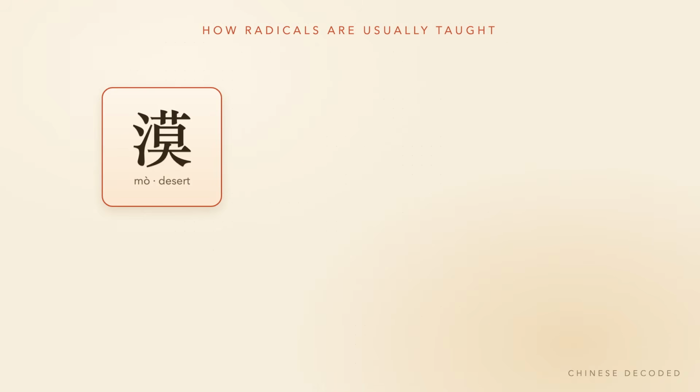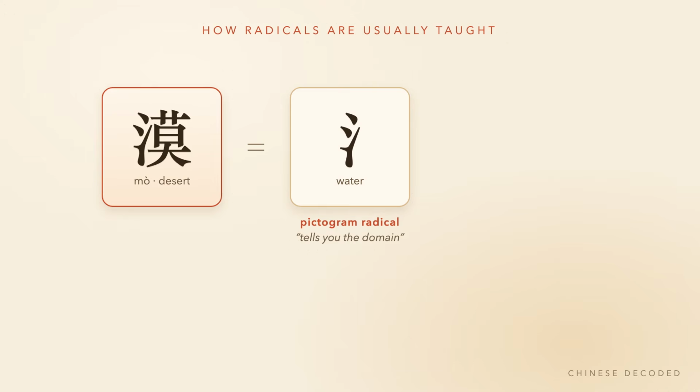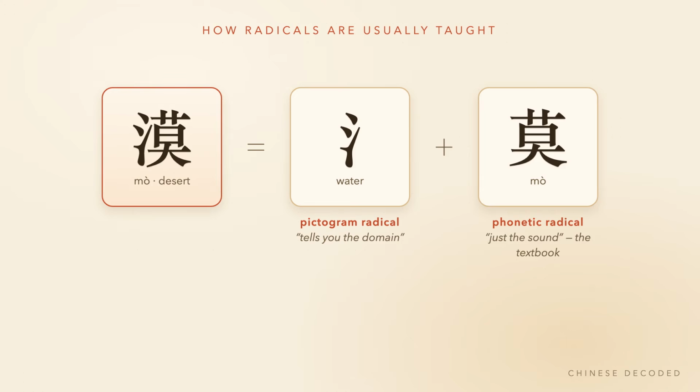If you've ever studied Chinese characters, or kanji if you came from Japanese, you've heard that characters are built from components called radicals. The standard story goes, one radical tells you the domain, the other marks the sound. Take mo as an example. On the left is the water component, a picture of a thing, so I'll call it the pictogram radical. It tells you that mo belongs to the water domain. On the right is the mo character, which the textbook says is only there to mark the mo sound. But hold on, why is there a water radical in a character whose meaning is a land with no water at all? Here's what that story leaves out.